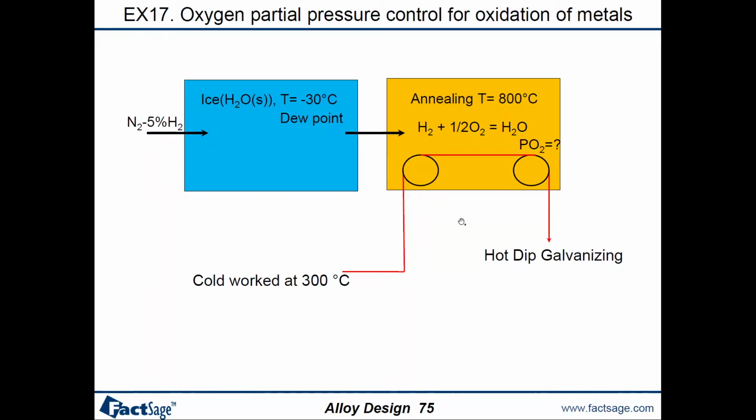The moisture content in the furnaces is indicated by its dew point temperature. The dew point temperature is the temperature at which the atmosphere gets saturated by its moisture content. Therefore, the higher and more positive the dew point temperature is, the more moisture content there is in the atmosphere.